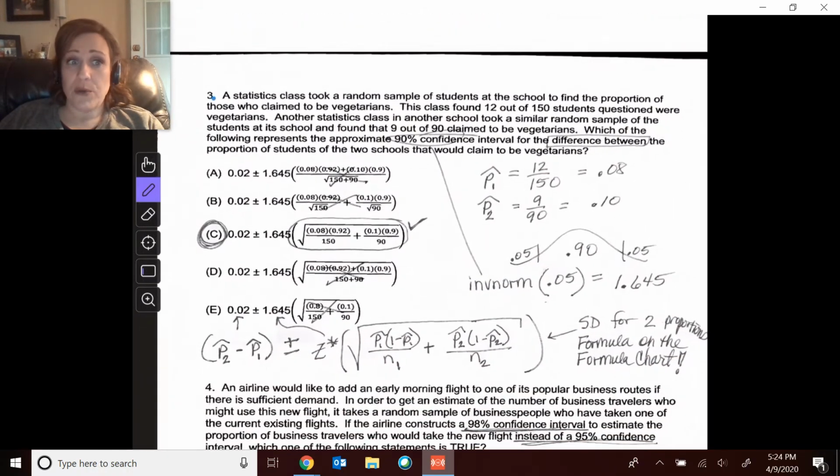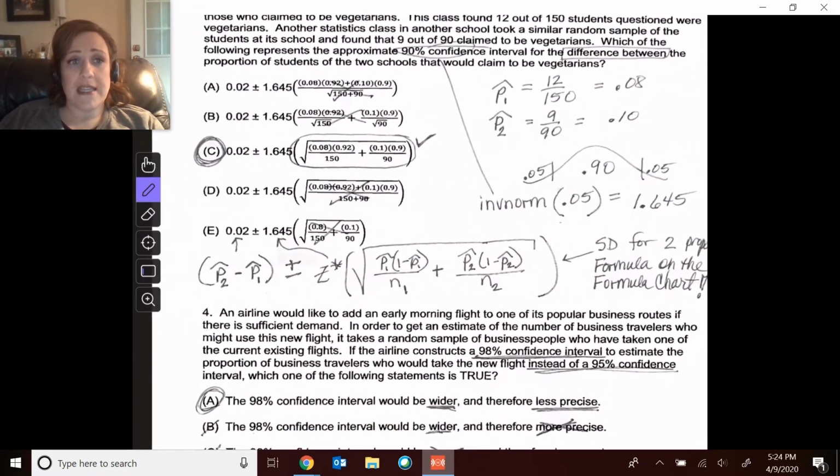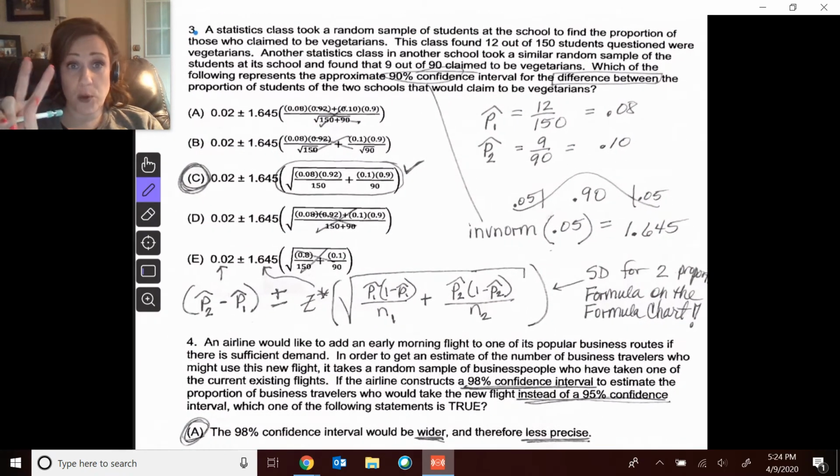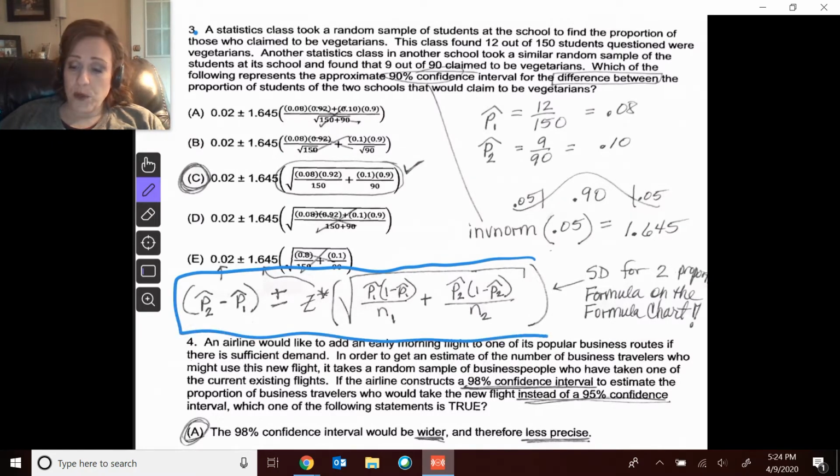Now number 3 is doing the difference in two proportions interval by hand in formula. So you couldn't just plug it into your calculator and get an answer. They want to see that you can use the formula and know how to. So let's look down here at the bottom. I wrote the formula down here. And that formula is about the difference between two proportions. So see, this statistic right here is that difference between those two proportions, plus or minus your critical value there.